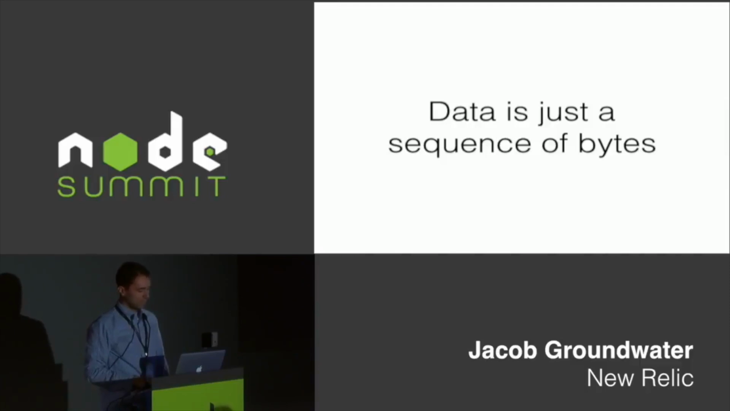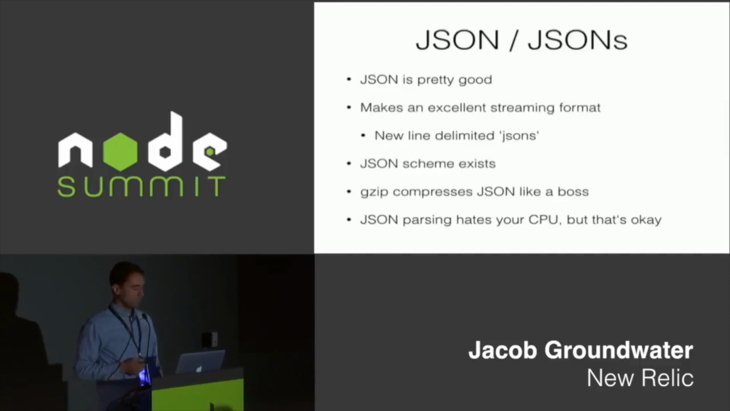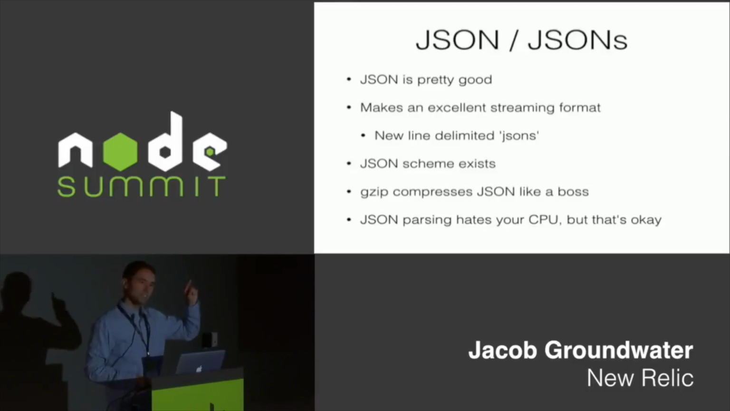Data, just a sequence of bytes, but by which I mean JSON's pretty good. JSONS is my newline delimited JSON streaming format, where each row is a JSON entity, and you can use this for streaming. It makes a good streaming format if you just send them one row at a time. gzip compresses it like a boss. Also, JSON parsing hates your CPU, but that's okay. CPUs are cheap right now.